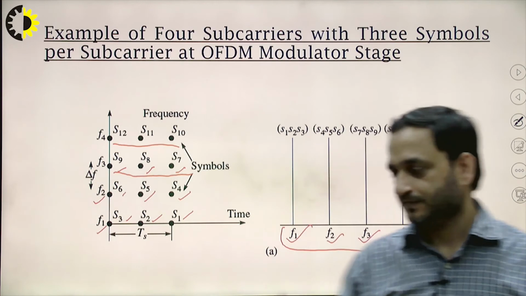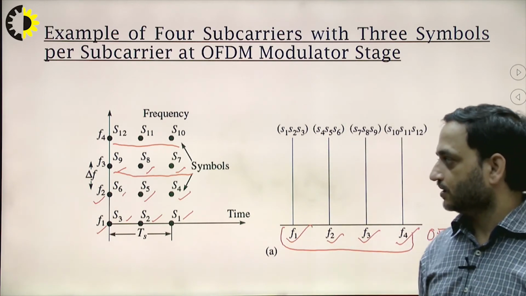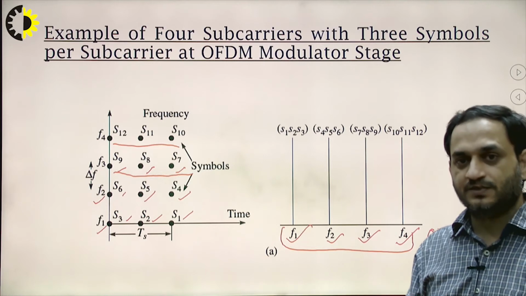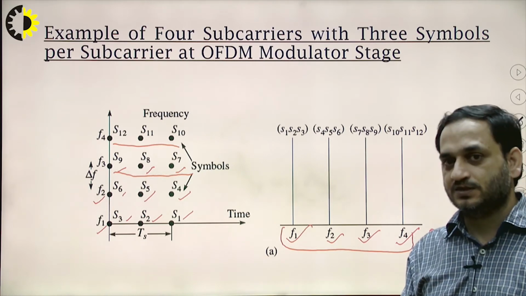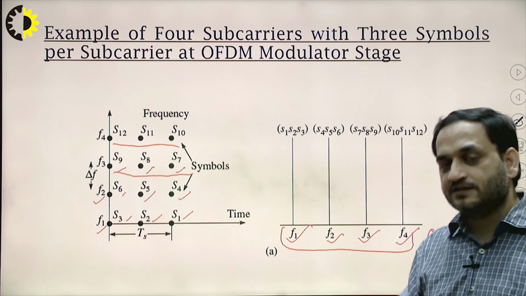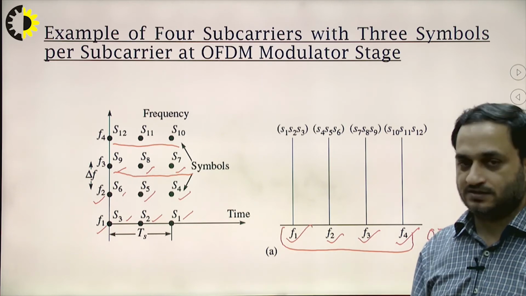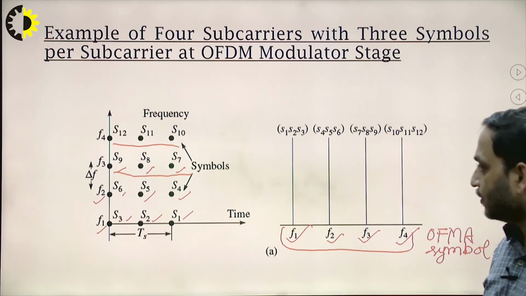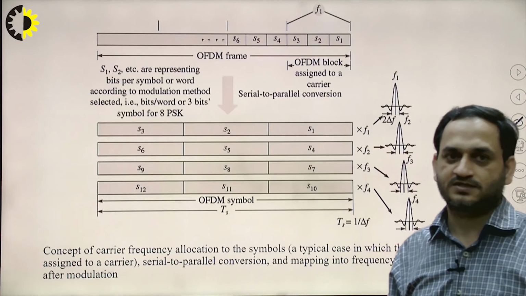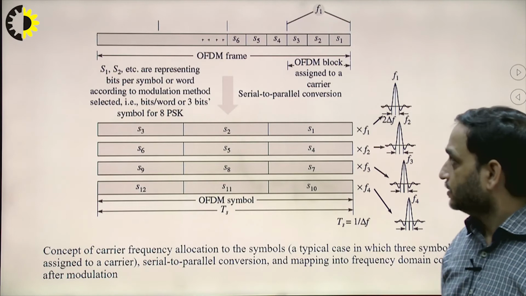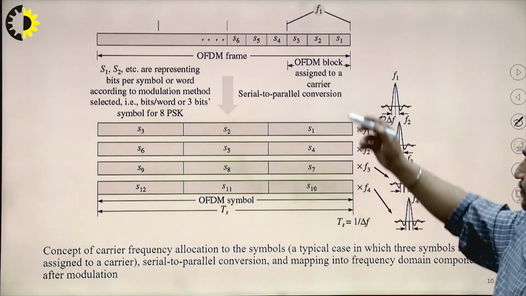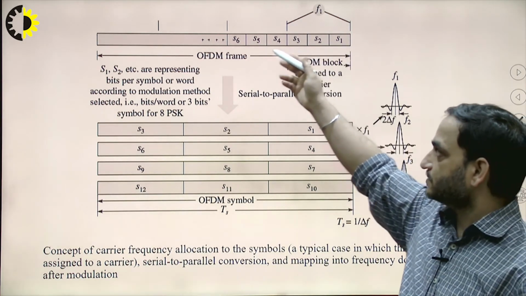Okay. So in this way, first of all we select the symbols, then we group the symbols, and then we modulate the symbols, and after that we add the symbols with different subcarriers. So that will create the one OFDM symbol. Okay, so it is a representation of all these things. So here there is a frame of OFDM. So the OFDM frame is from here, it is the symbols S1, S2, S3, S4, S5, S6 and so on.